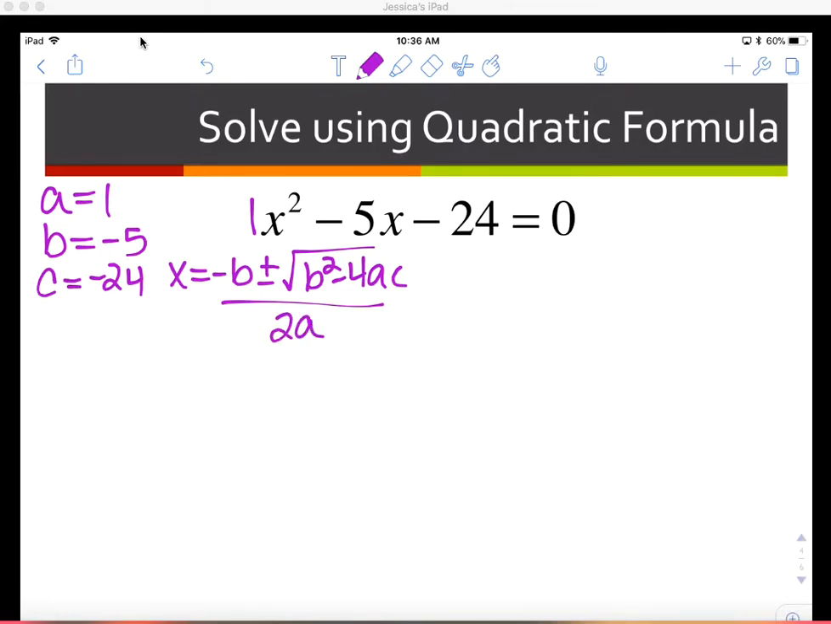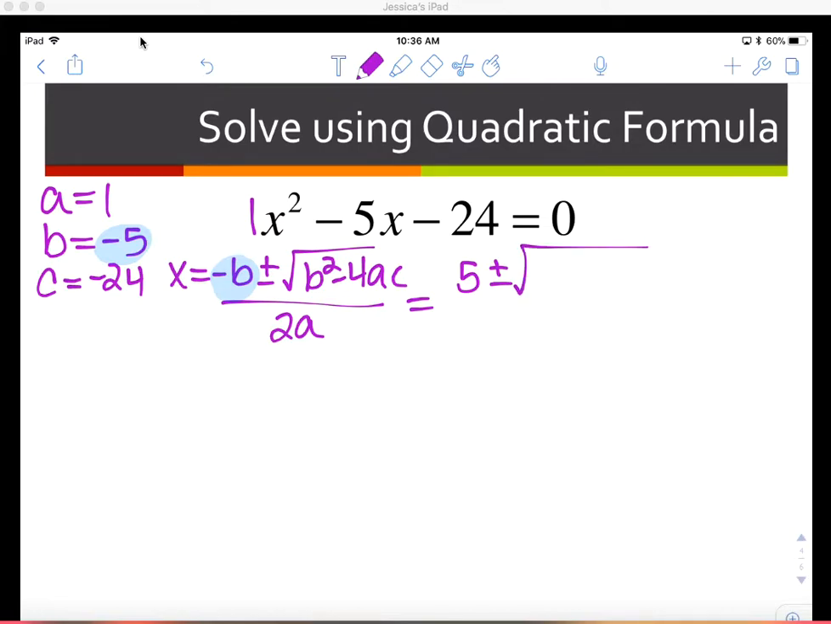At this point, I want you to pause the video and try to plug in a, b, and c. Once you've plugged those three things in, restart and see if you did it correctly. Be careful with this value right here. This says opposite b. So if your b is negative 5, the opposite of b would be positive 5.